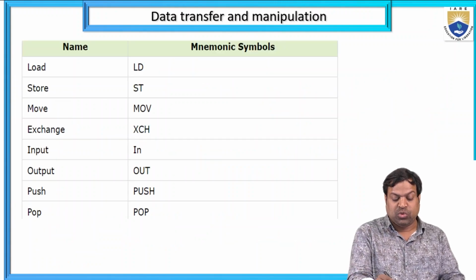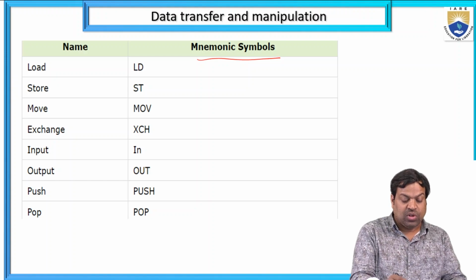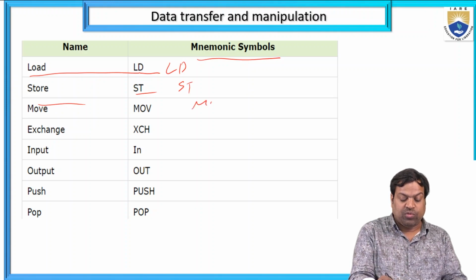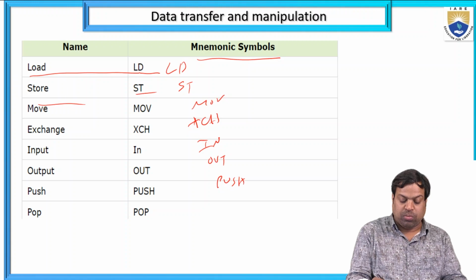So here are some mnemonic symbols. Load. What is the mnemonic of load? LD. Store, ST. Move, MOV. Exchange, XCH. And input, IN. Output, OUT. Push. Pop. Okay. So these are the instructions followed by mnemonic symbols.